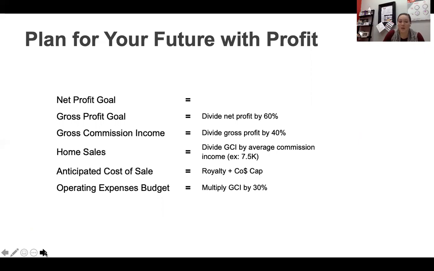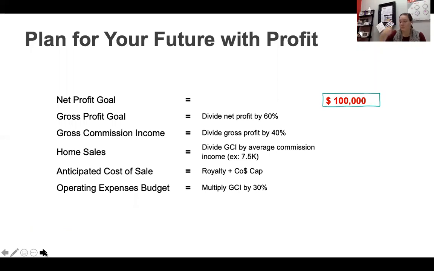If you've been in the business a while, you're going to take your personal average commission, because that's going to be dependent on your personal average sales price, and whether or not you take more of a 2.5% versus a 3%. There's a lot of calculation in that. You can look at your own track record and your trends to see what your average commission income is. You're going to anticipate your cost of sale with your royalty and company dollar cap, and then look at your operating expenses to multiply your GCI by 30%. And we're going to walk through it so you don't have to memorize all of this.